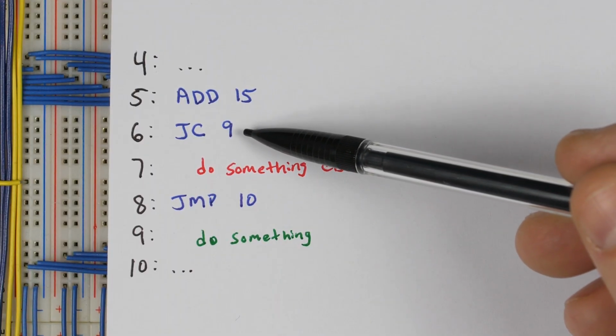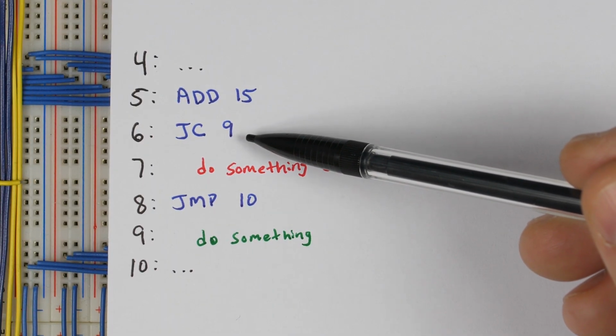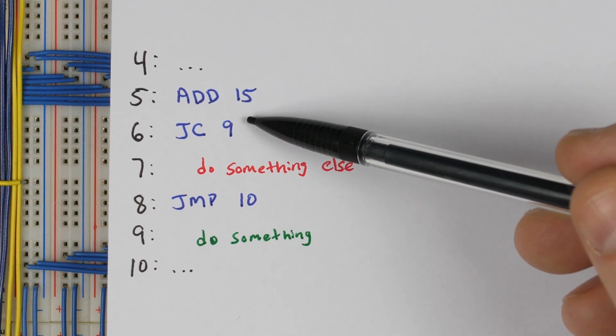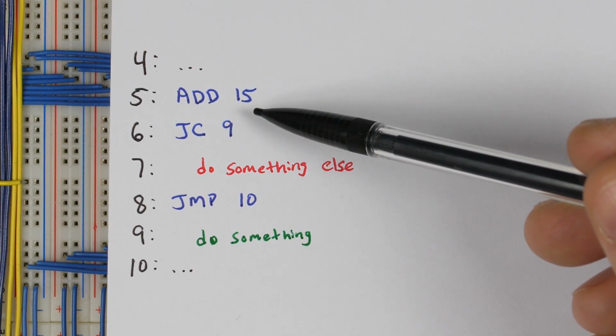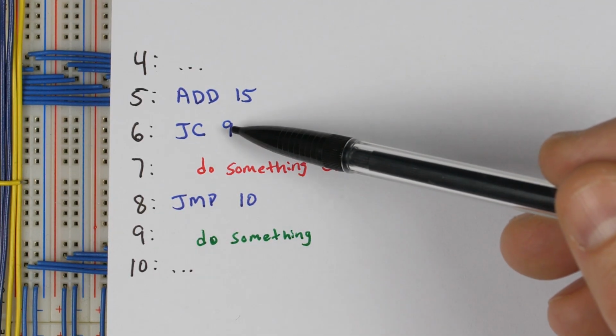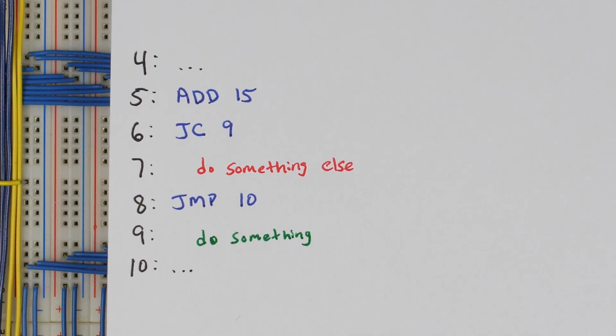Now I'll start with the jump on carry instruction. It might seem like kind of a weird thing to have an instruction that says jump if the result of an operation, like addition, doesn't fit in 8 bits. But it turns out it can be useful, though I think the biggest reason to add that instruction is because it's relatively easy to do.